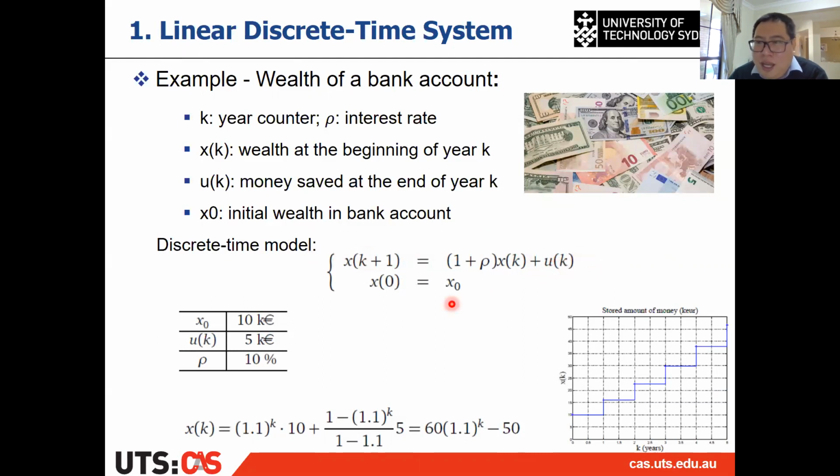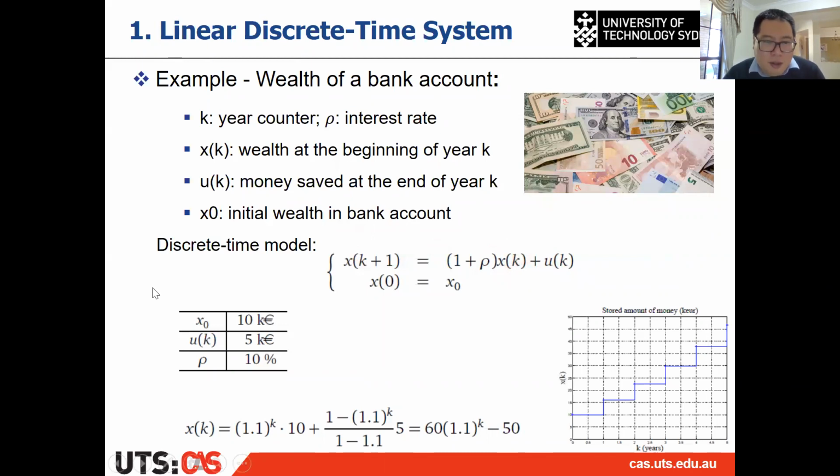So the money in my account next year has 3 parts. The first part is the one from last year, supposing I didn't spend anything. The second part is what I saved last year, right? And the third part is the interest I got, which is rho times xk. And after you have that, you have formulated the linear discrete time system.